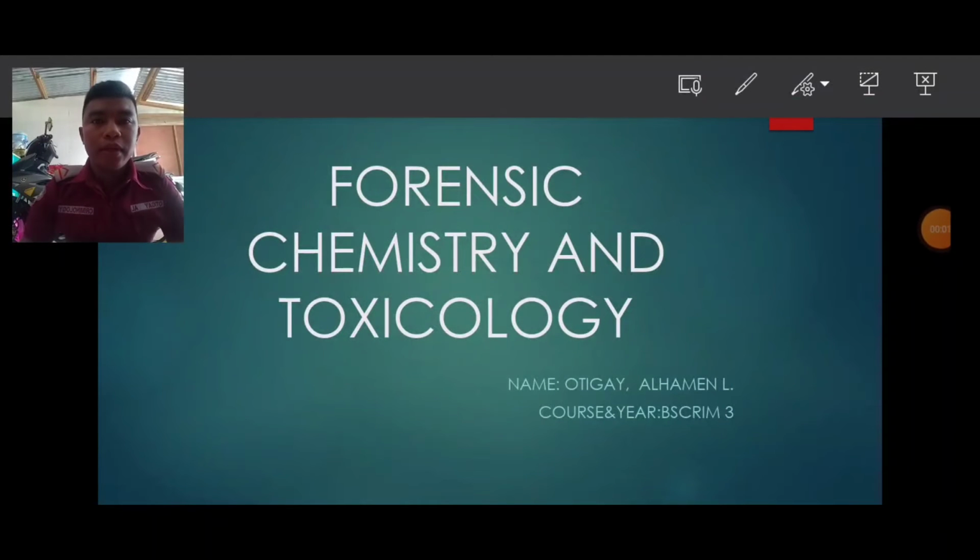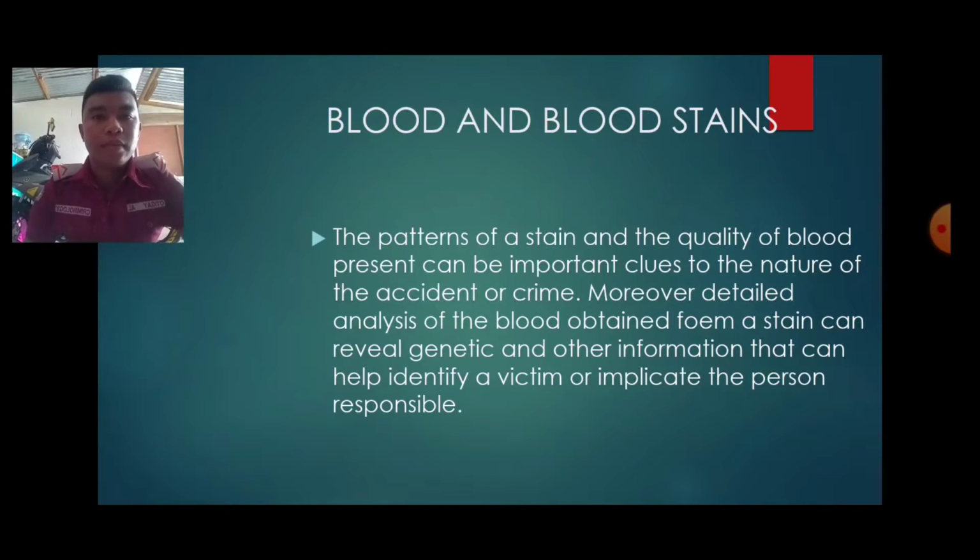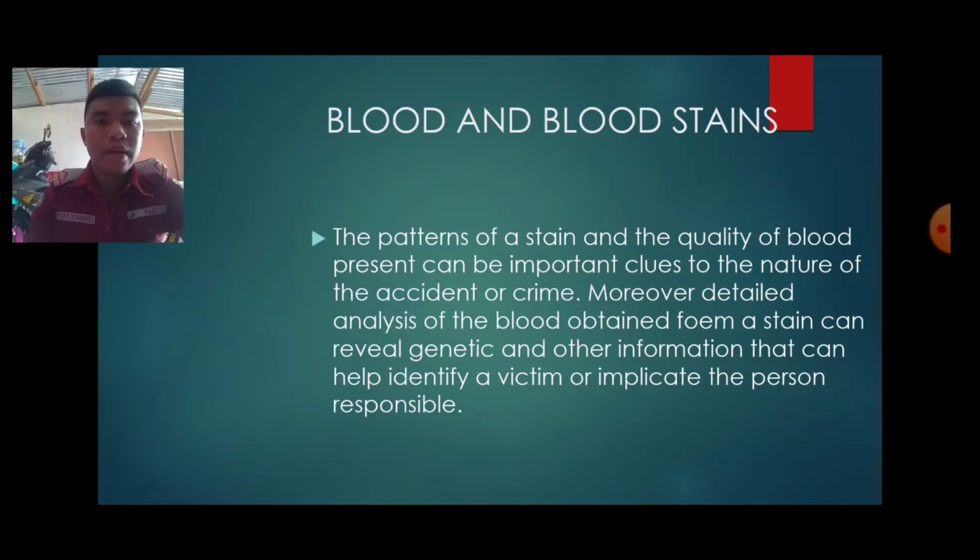Good afternoon, sir. It is my report for forensic chemistry and toxicology. It is all about blood and blood stains. The pattern of a stain and the quality of blood present can be important clues to the nature of the accident or crime.